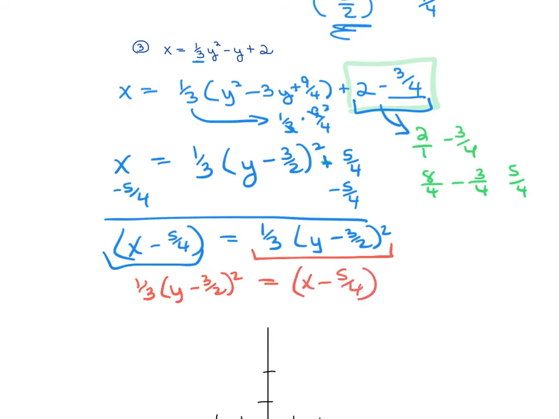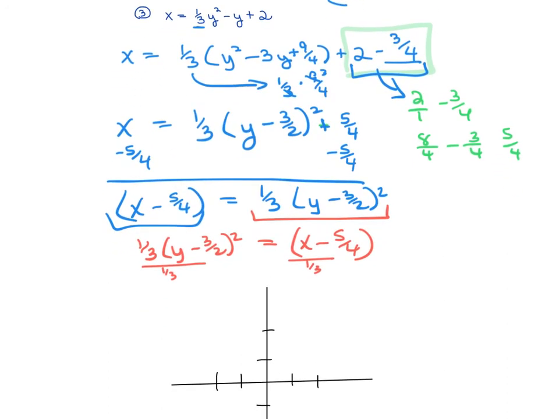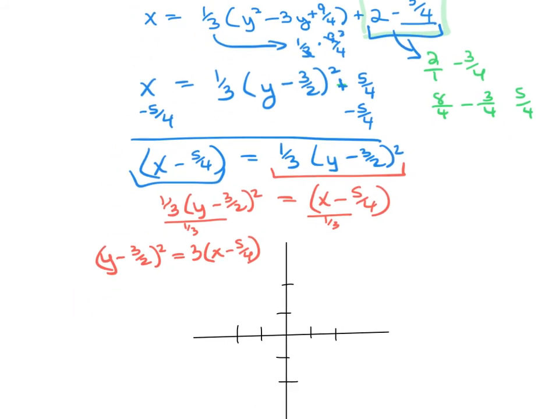Next, I need to get rid of the 1/3. So I'm dividing by 1/3, which is really multiplying by the reciprocal. So my equation becomes (y - 3/2) squared equals 3 times (x - 5/4). I now have it in the correct vertex form. Now, remember, what's with y is the k, and this is h. So my vertex is (5/4, 3/2).